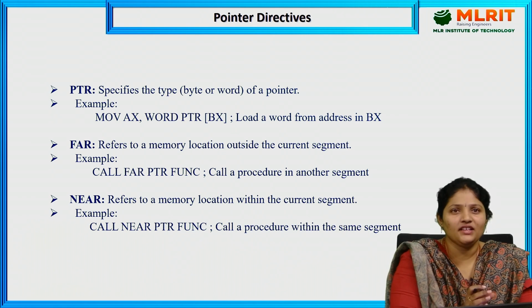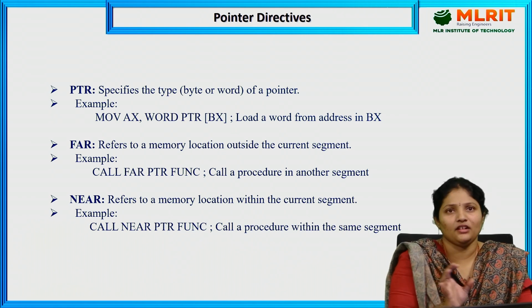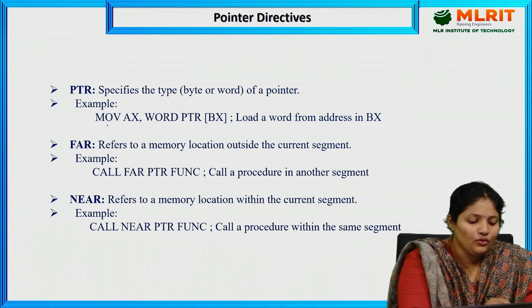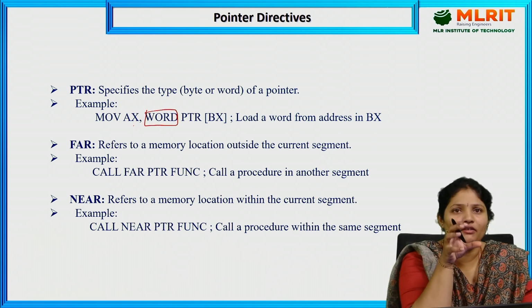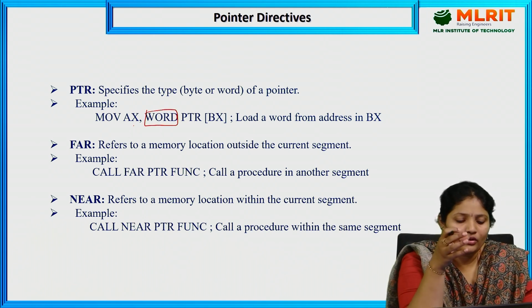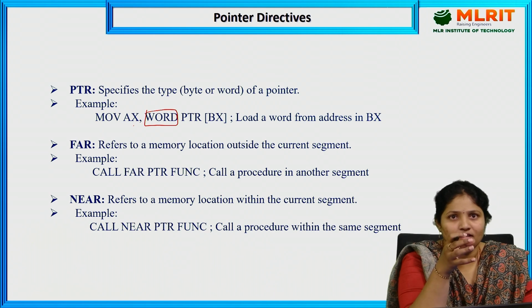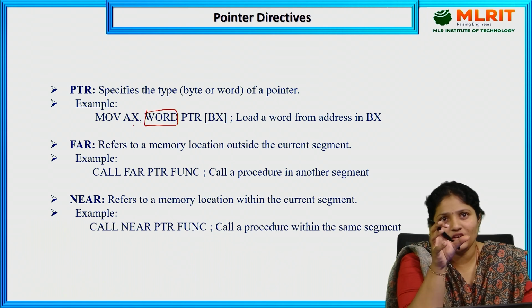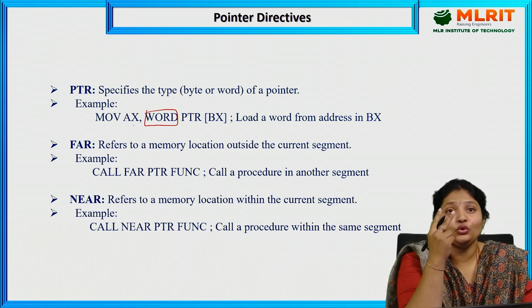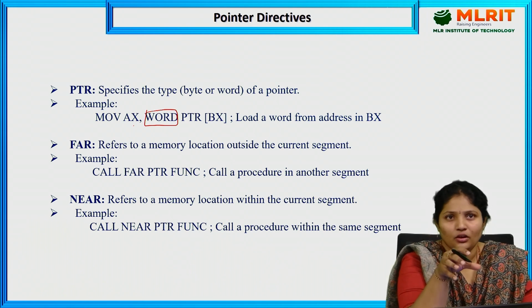This specifies the type of that particular pointer. Here, MOV AX, word. Word is the pointer. So word data will be loaded using the pointer BX register. The value present in BX is the address. In that particular address location, 1 word, that is 2 bytes of data, will be moved.